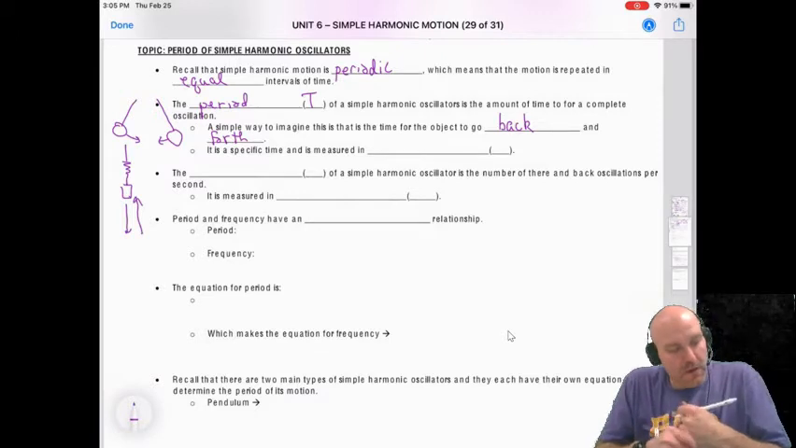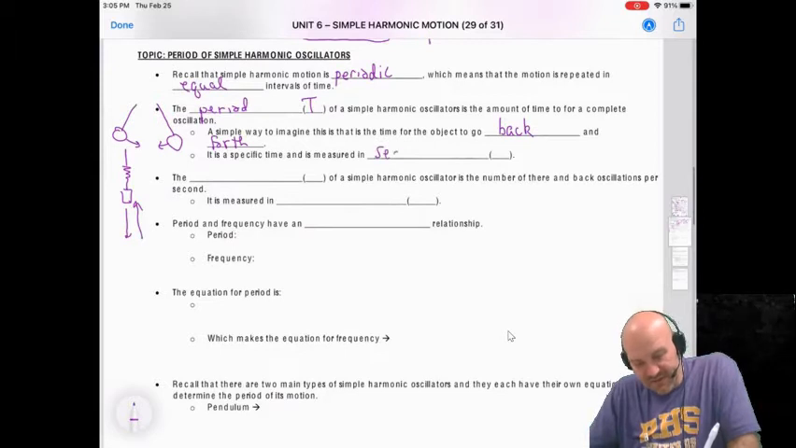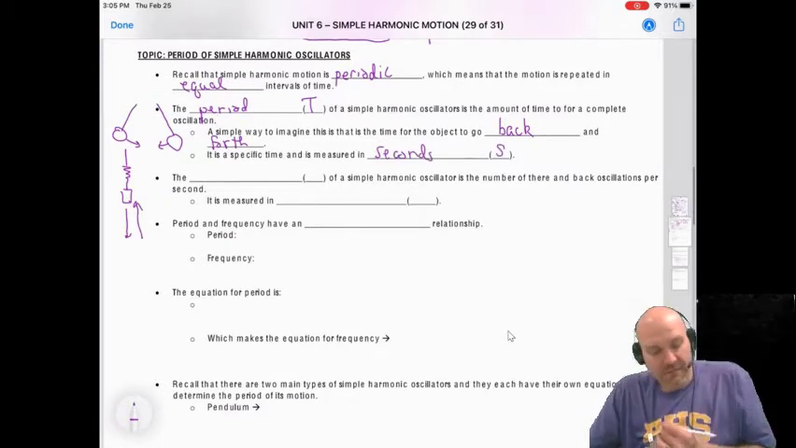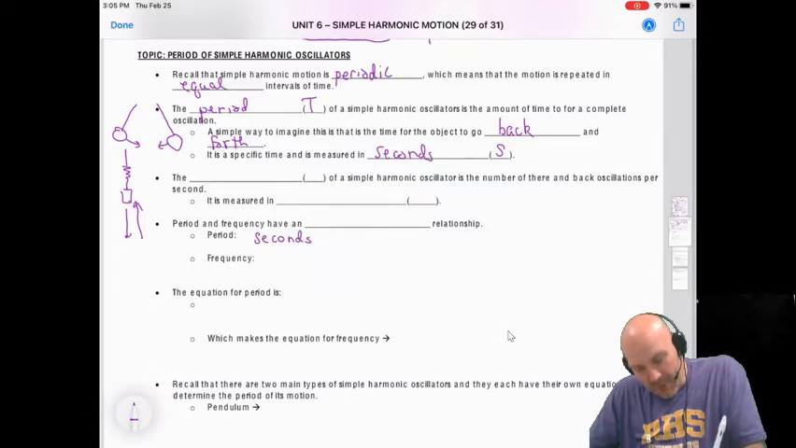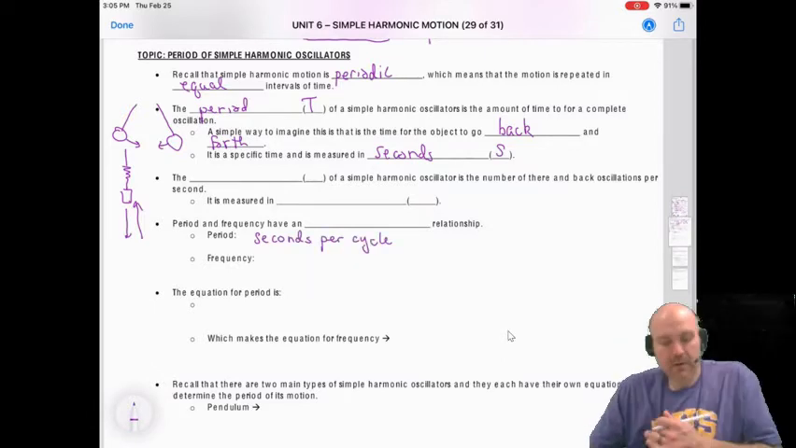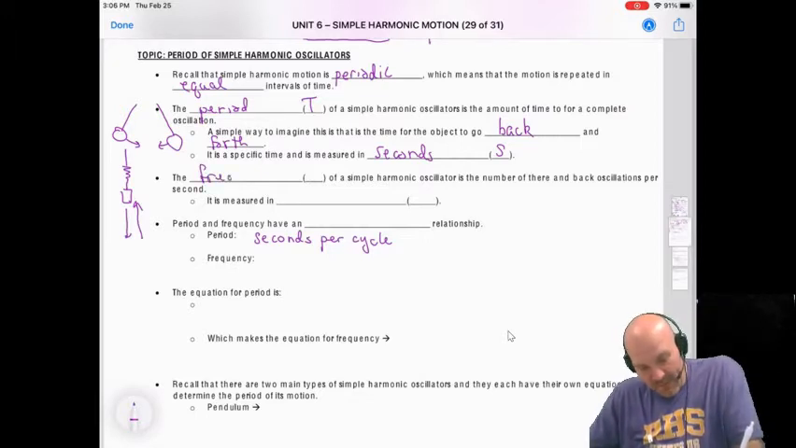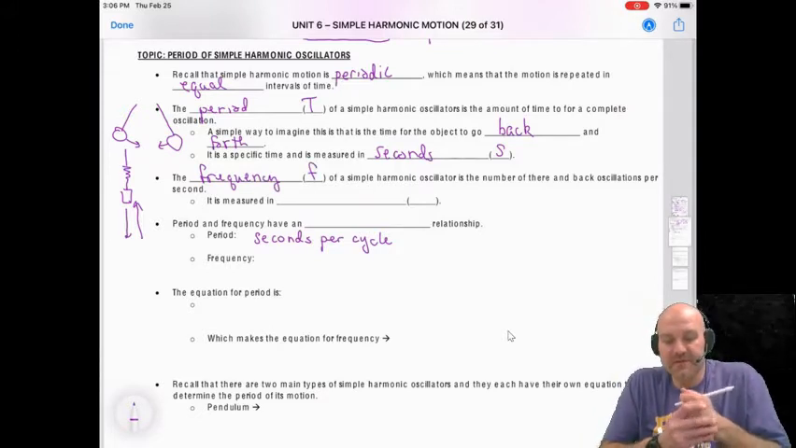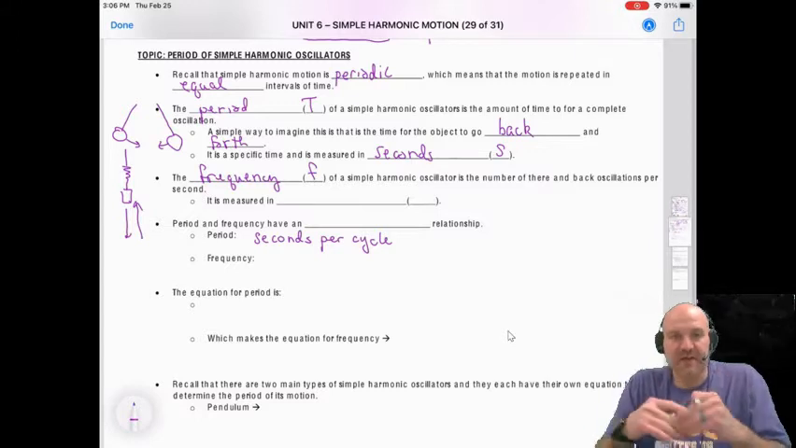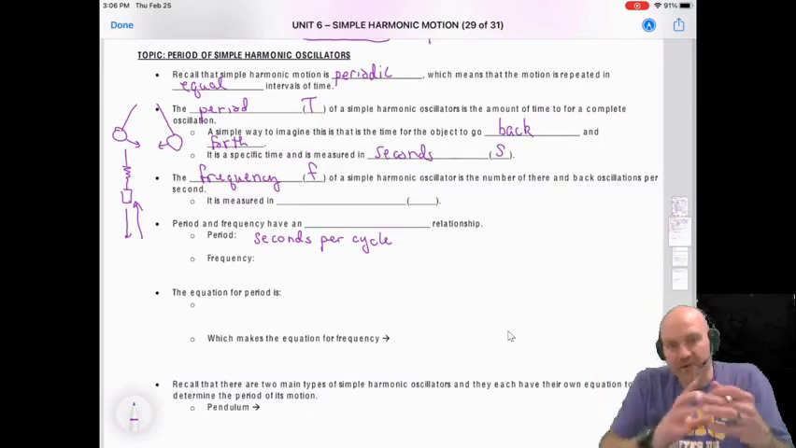Now, period, because it is a specific time, is measured in seconds. One way to think about period, and I'll write it down here in a couple bullet points, is seconds per cycle. And on the other side of it, we have the frequency, which is abbreviated f, of a simple harmonic oscillator, the number of times there and back oscillations per second. So the amount of times it goes up and down per second or back and forth per second.